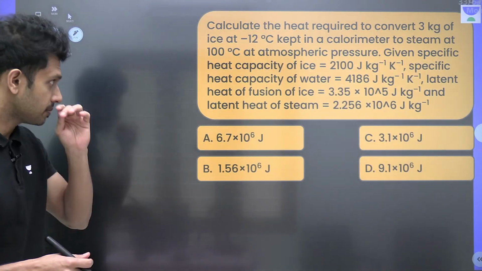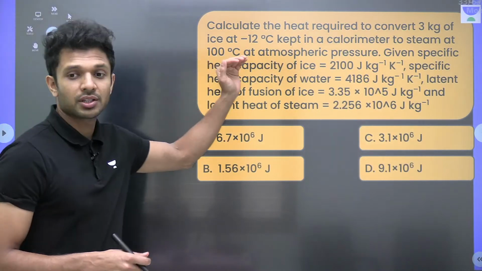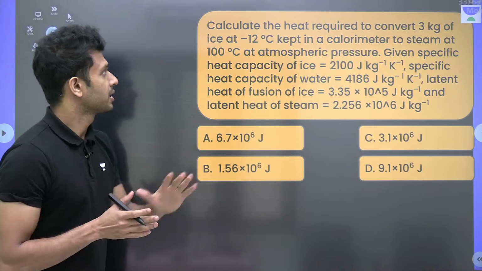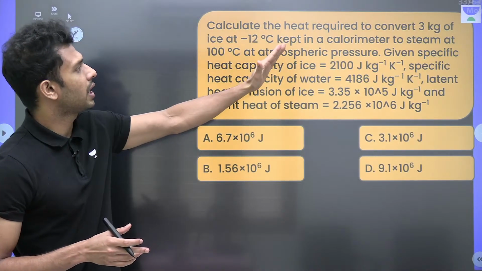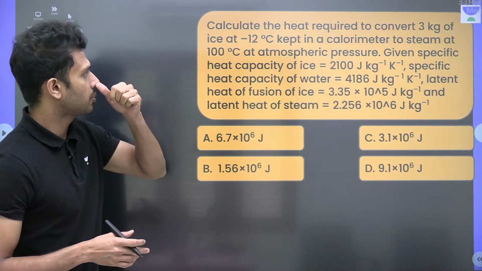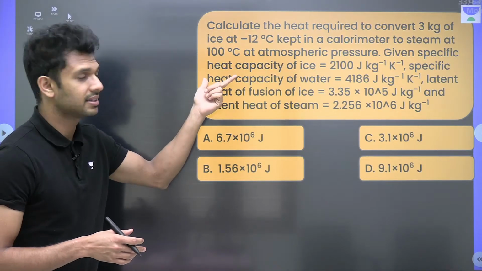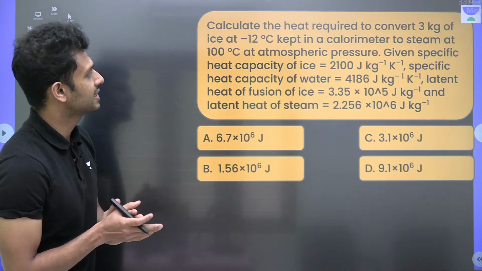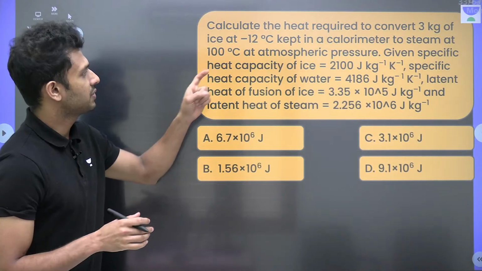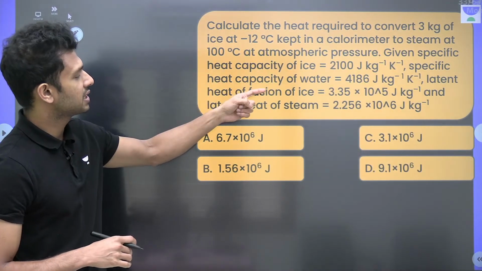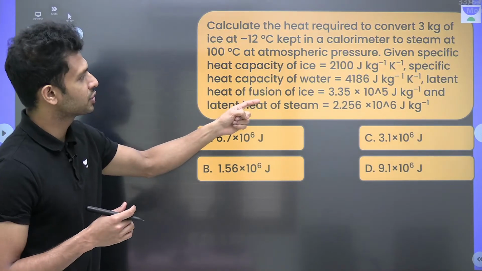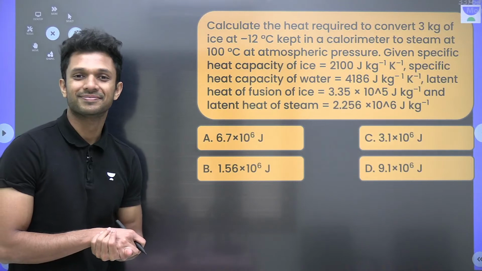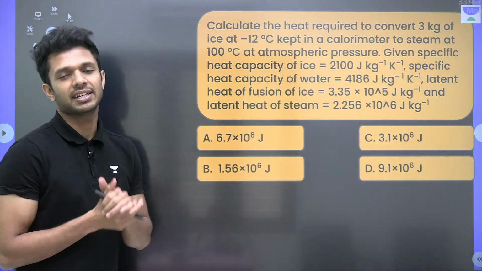Everybody listen. The method of doing this problem is very crucial. I want every one of you to listen to me here. Calculate the heat required to convert 3 kilogram of ice at minus 12 degrees Celsius to steam at 100 degrees Celsius. Now specific heat capacity of ice, specific heat capacity of water, latent heat of fusion of ice, latent heat of steam, all are given. We need to find out the total heat energy given.